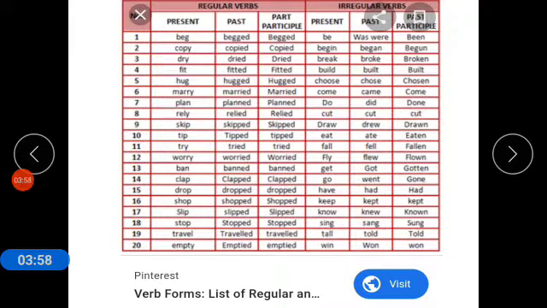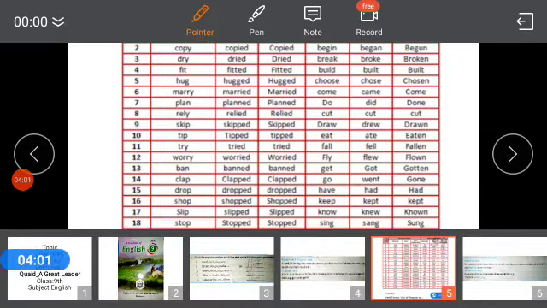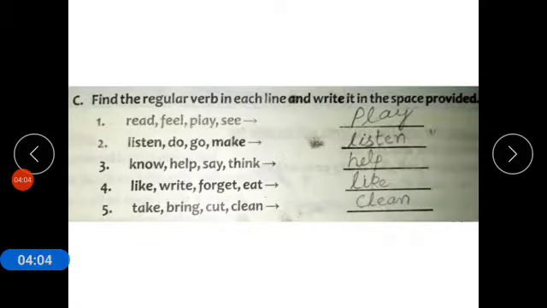Now coming back to the exercise. So now we have to find the regular verb, and we have to write it in the space provided. First of all, we have to know what the second and third forms of read are. Read, read, read. So it is an irregular verb. Feel, felt, felt. It is an irregular verb. Play, played, played. So it is a regular verb.